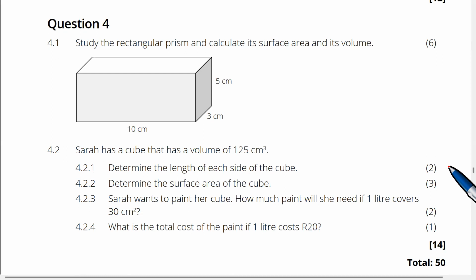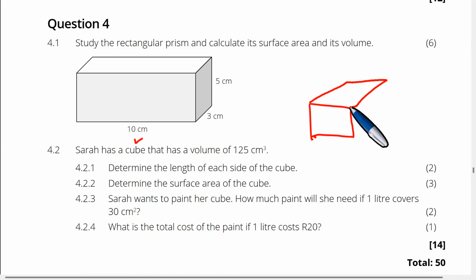That's an interesting point you're raising. Okay, what is a cube? A cube has all sides equal. It looks like this, but all the sides are equal. If these sides are all equal, then it is called a cube. Determine the length of each side of the cube.